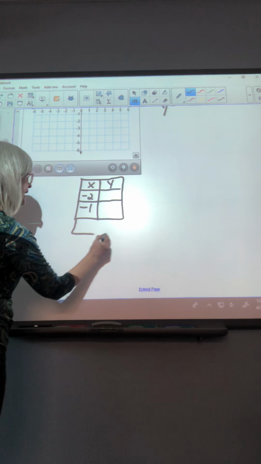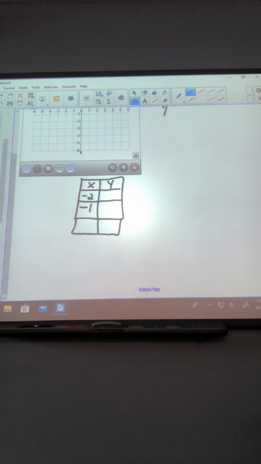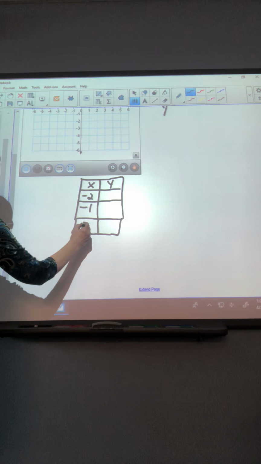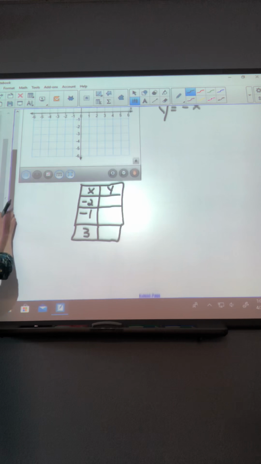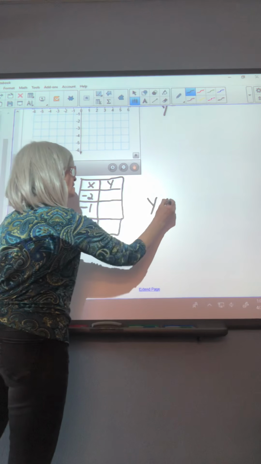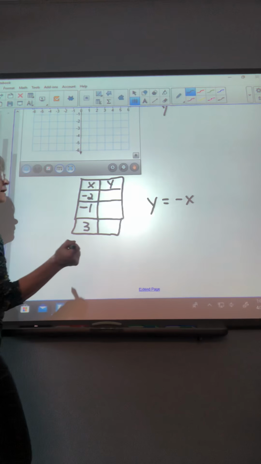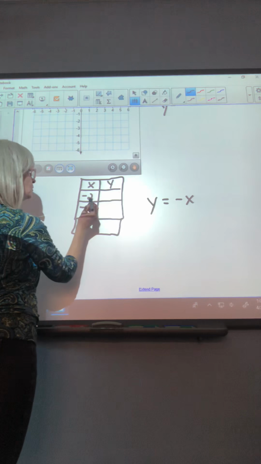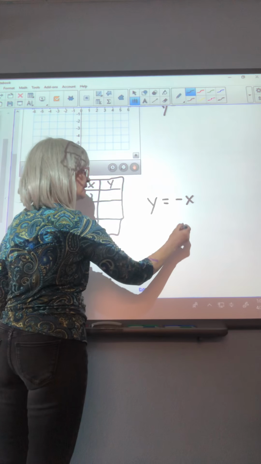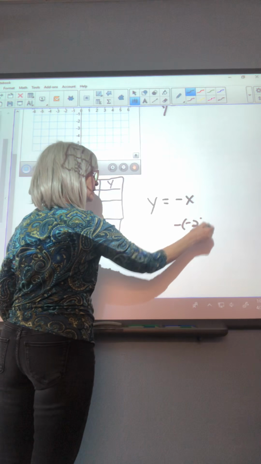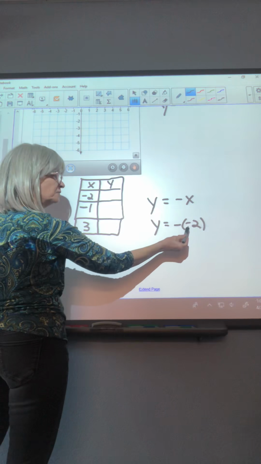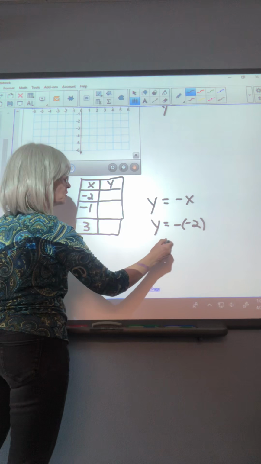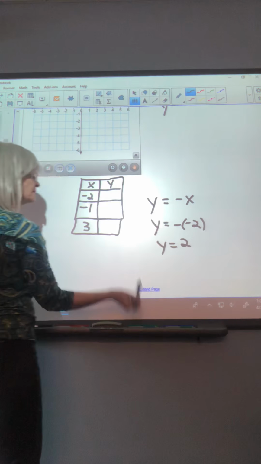I'm going to go ahead and add one more. Usually 3 points is what you need to make a line. So I'll just use the 3 at the bottom. Okay, so this is going to be a pretty easy equation to solve because we've got y is equal to negative x. So if x is equal to negative 2, because there's a negative there, a negative times a negative is a positive, and so y is equal to positive 2.